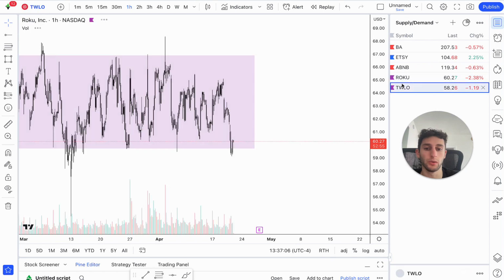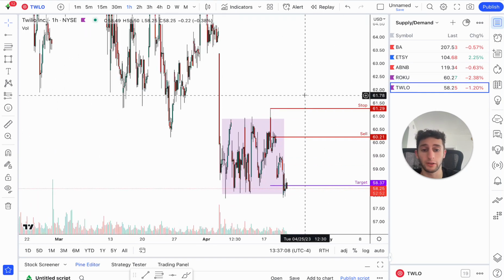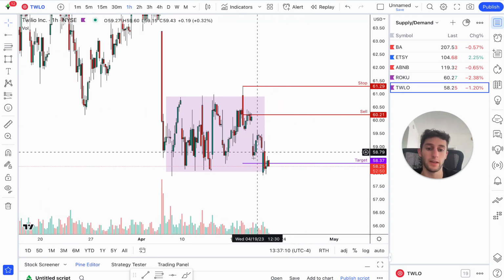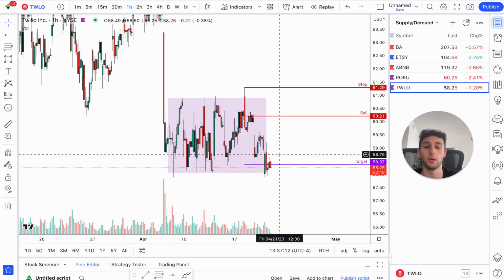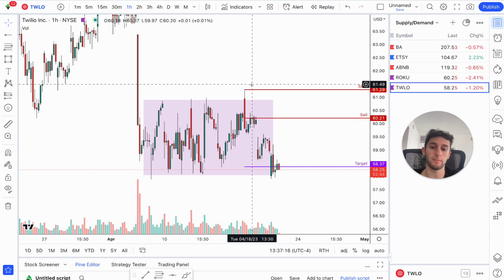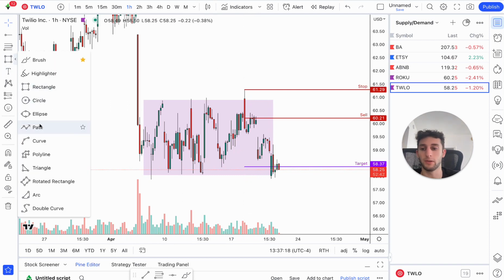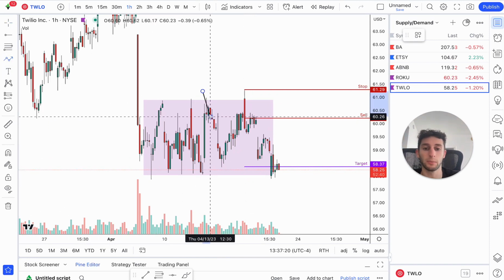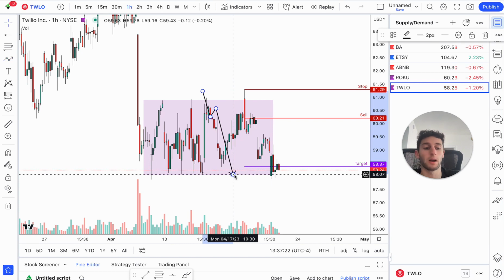Let's go to TWLO. This is actually a trade I literally recently took. I got out of it today, hit my target. So I'm going to show you the breakdown of why I took this trade, right? This is a balance theory setup. Basically, the general idea is that when price gets back into this purple zone, I'm looking for it to go down to the bottom of that purple zone.